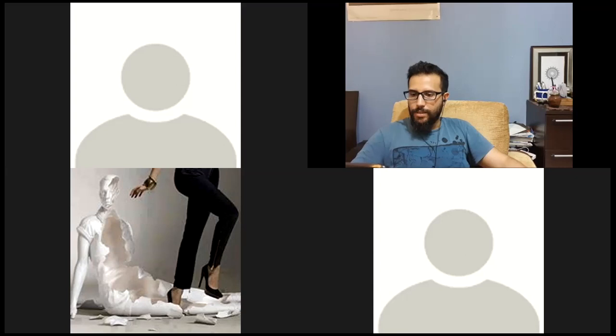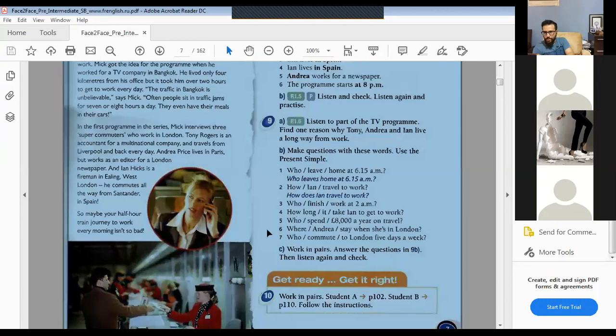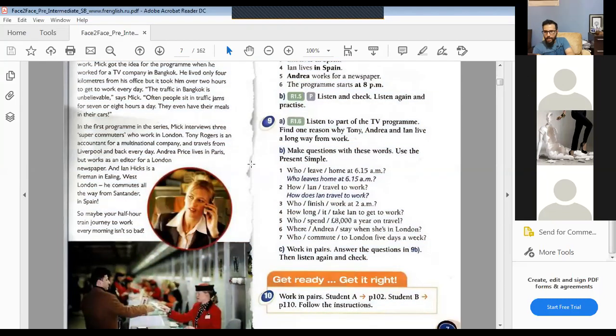Where is the screen share? All right, so this is the exercise I was telling you about. We will do this next time, number 9A. But number 9B, we can do it now. So here the question says, make questions and use the present simple. Okay, let's read number 1 and number 2 first, and then we can do number 3.